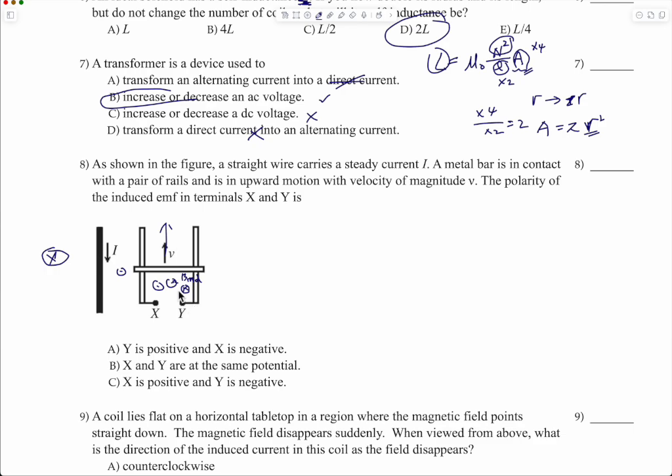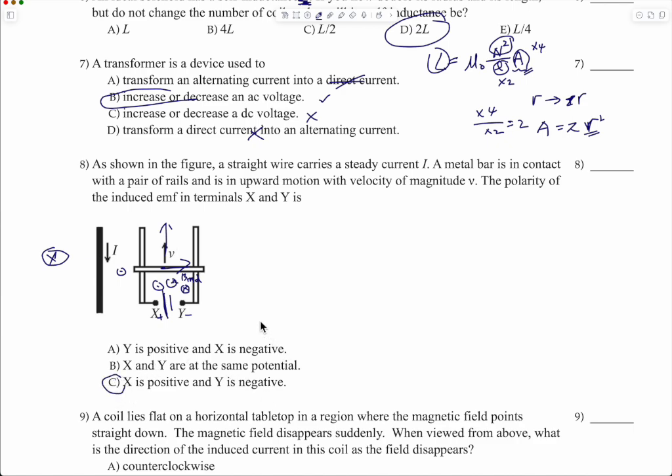How do we make the induced magnetic field in this direction, getting into the screen? You must have current going this direction. Current goes this direction, which means this is positive, this is negative. That's the only way. So X is positive and Y is negative.